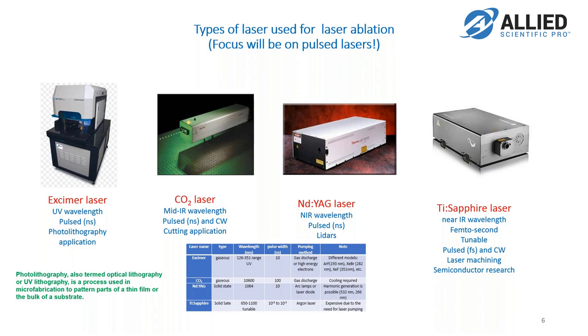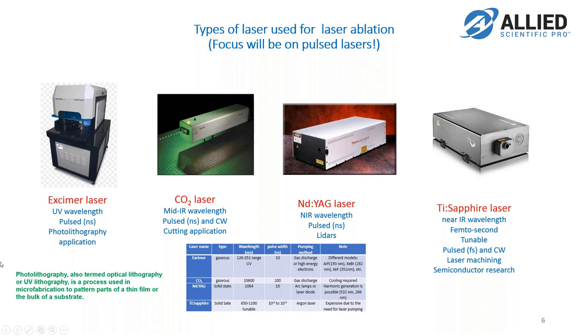These lasers are quite expensive and they have very low rep rates. And normally, because the wavelength is in the UV region, they're used for photolithography and processes that require high resolution, like microfabrication, to pattern parts of a thin film or the bulk of a substrate. Also for processes that require photodissociation of certain molecules, let's say in some nuclear power plants, where you don't want to only thermally ablate but want to photodissociate, you would use this type of laser.